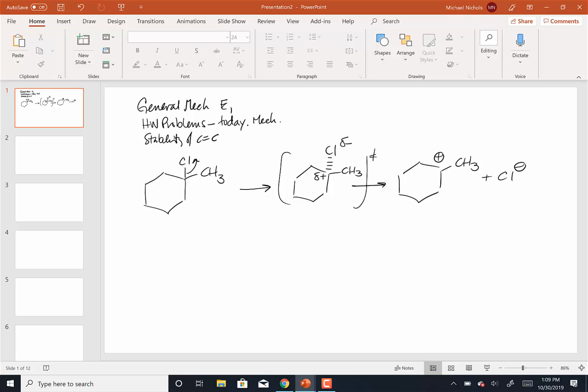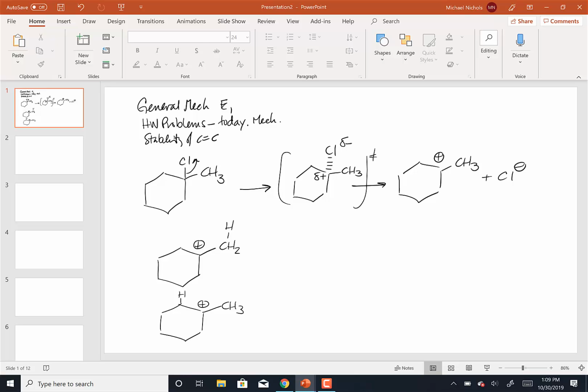So our first step in the generalized mechanism is to break the carbon-halogen bond to form the carbocation. That's the first step. Then the second step is going to be to lose a beta hydrogen. So what we can do is separate these out, if you'd like, and look at the mechanism for losing each of the beta hydrogens. You don't have to necessarily do one carbocation with different arrows. So we can do them one by one here.